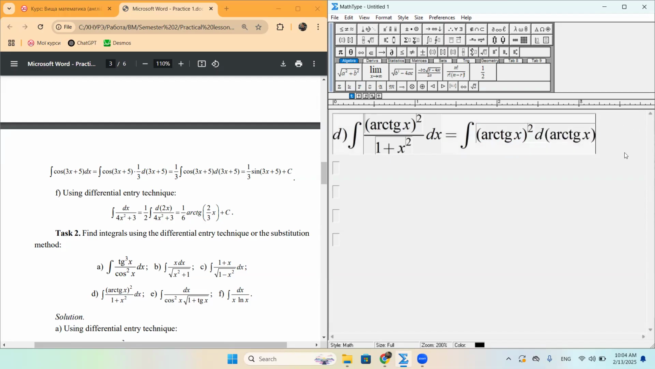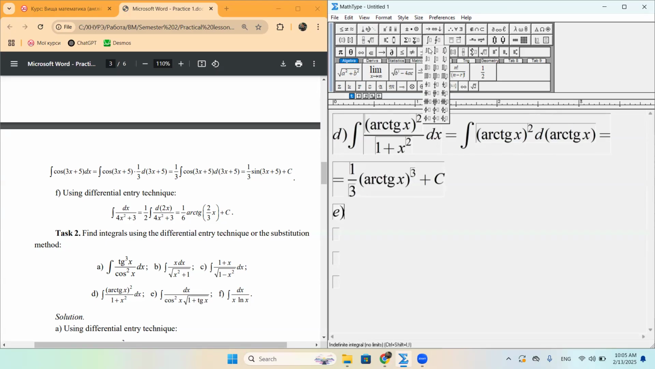So our integral is transformed, and again we have a power function. So it will be 1/3 of arctangent x to the power of 3 plus c. So quite simple. It's not as complicated as it looks at first view.